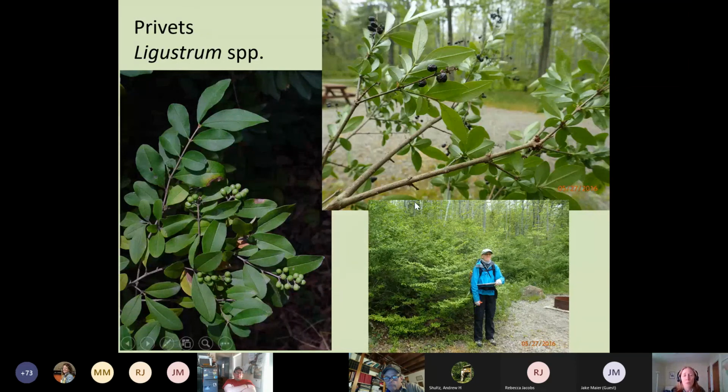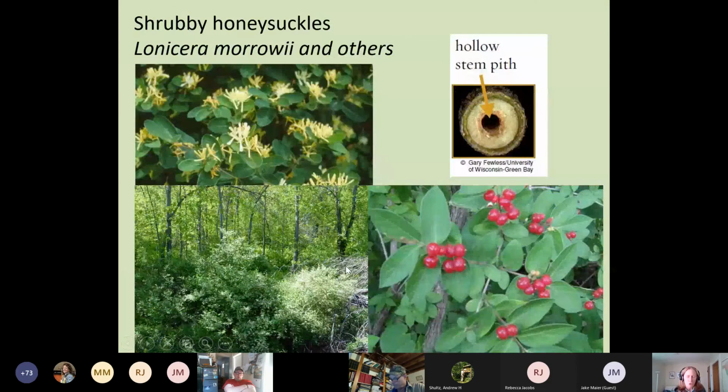sites. We have several different species of privets, and so again, this is an example. This is a case where, unless you are really wanting to go crazy on your botany skills, it's not necessary to identify these to species. You can note the genus, which is Ligustrum spp. There should be a choice for that in iMapInvasives. And we covered our shrubby honeysuckles yesterday.